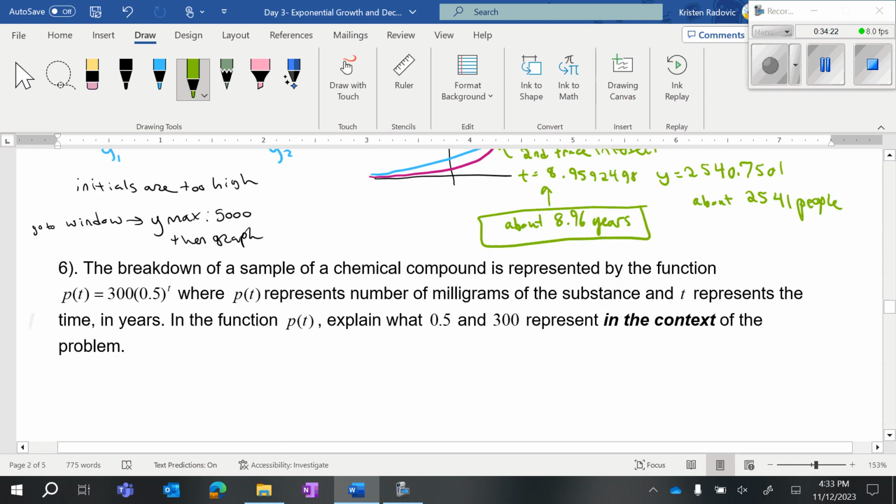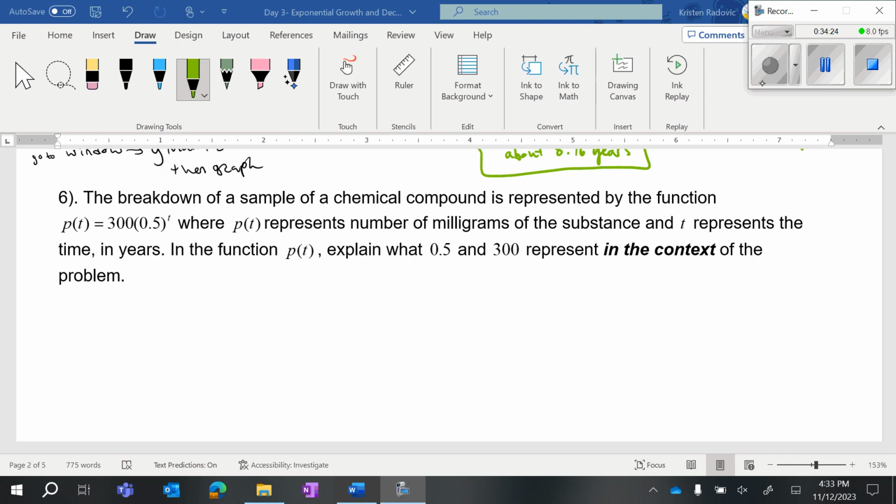Okie dokie. Okay, the very last one. The breakdown of a sample of a chemical compound is represented by the function, where P represents the milligrams of the substance, and T represents the time in years. In the function, explain what 0.5 and 300 represent in the context of the problem. All right. The context of the problem means you need the words. What's happening? We're talking about the breakdown of the chemical compound. So it's how much of the chemical compound do you have?